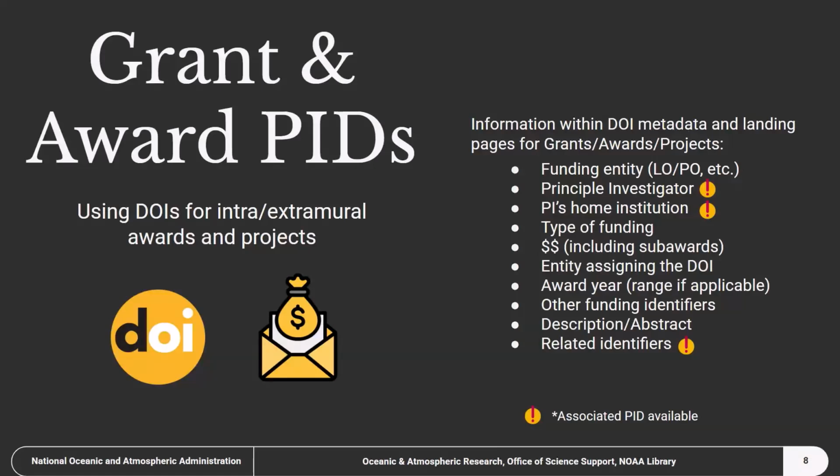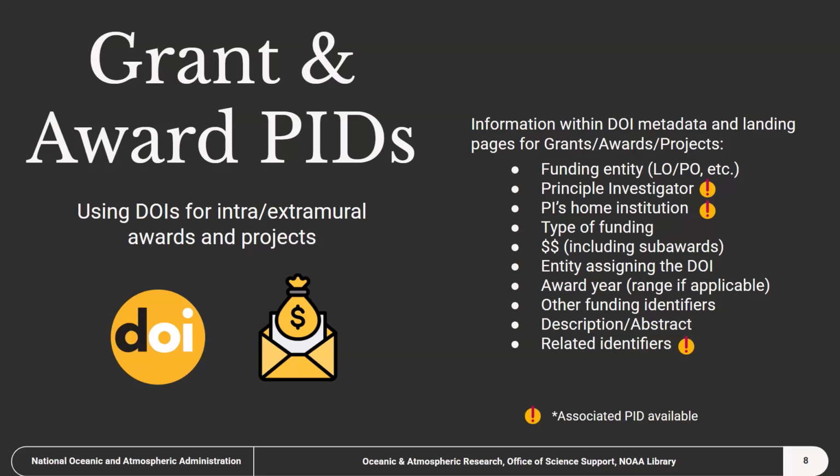So other elements in the metadata are the type of funding. Was it a grant? Was it via a NOFO? Was it a contract? What type of funding was awarded to this person? You can include the dollar amount. You include the entity assigning the DOI, so that is NOAA, that would be assigning the DOI for it. The award year, if there's a range, like for cooperative institutes, it's a 5 or 10 year range, that would be included.